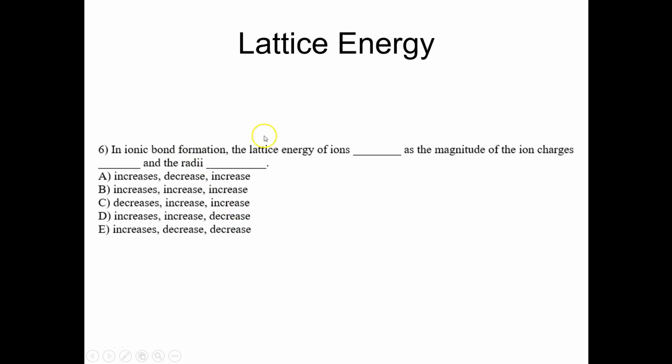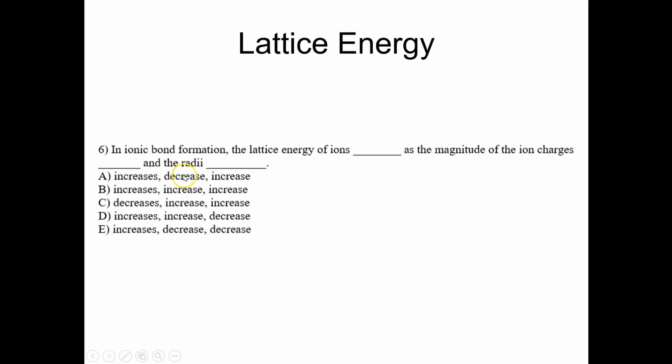Let's read through this one. In ionic bond formation, the lattice energy of the ions blank as the magnitude of the ionic charges blank and the radii blank. Well, that can be a little bit difficult to parse, but let's think about this. The lattice energy is going to go up as the magnitude of the charge goes up. It's also going to go down as the magnitude of the charges goes down. So I'm looking for an answer or answers in which these first two things are the same, right?